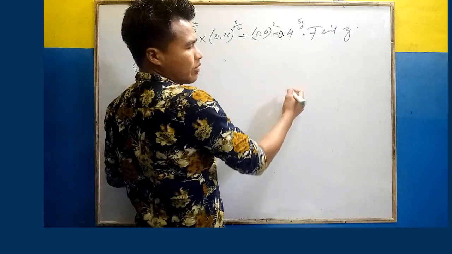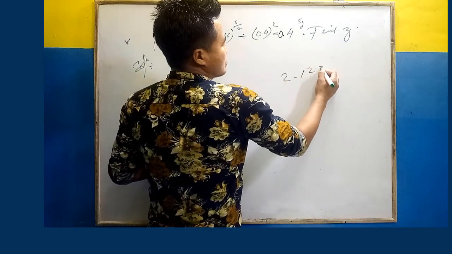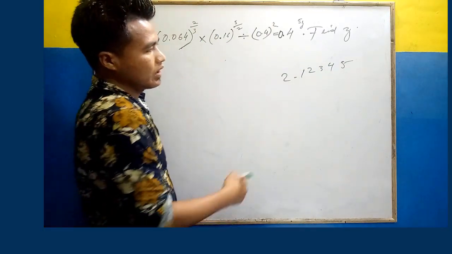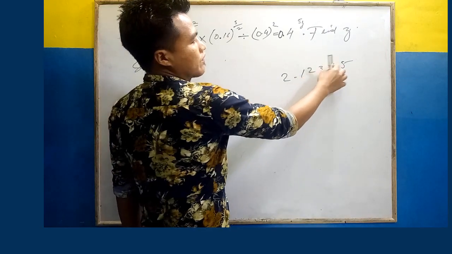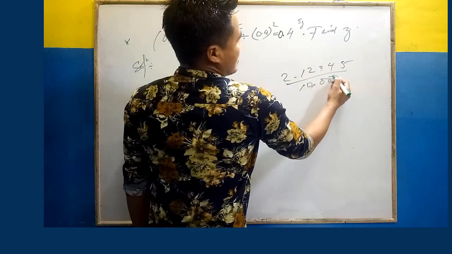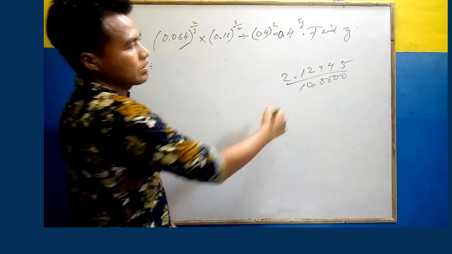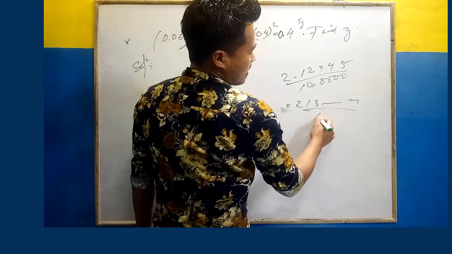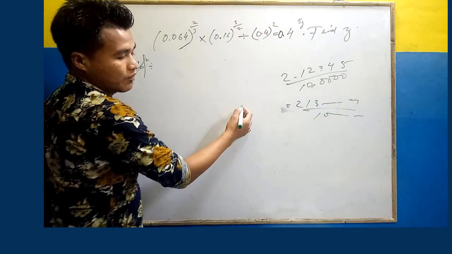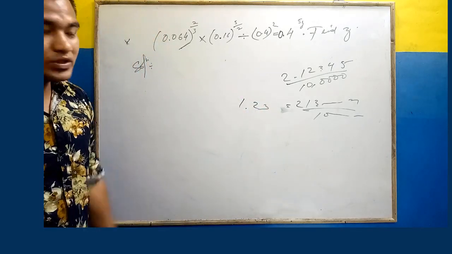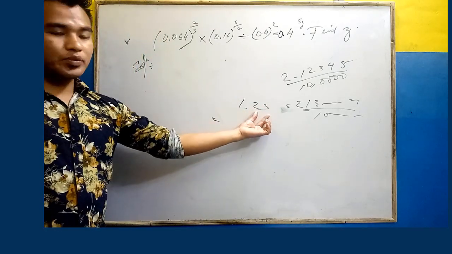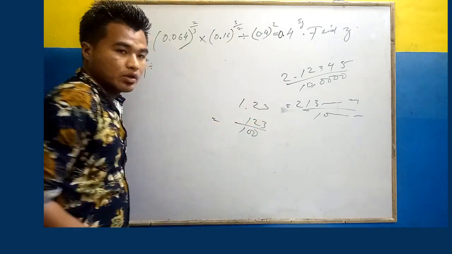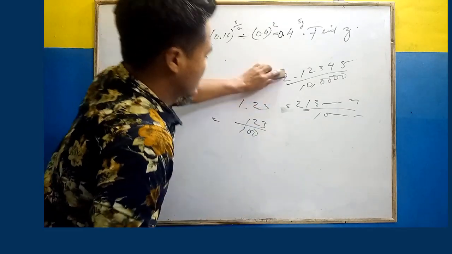For example, you have some decimal number, let me say 2.1234. If you want to remove this decimal point, how many digits do we have after the decimal point? 1, 2, 3, 4. So divide by 1 followed by that number of 0s, then the decimal point will be removed. Then it will be 21234 divided by this. For example, if you have 1.23 and want to remove the decimal point, how many digits do we have after it? We have 2 digits, so you have to divide by 100. Then it will be 123 and the decimal point will be removed. I hope you understand.